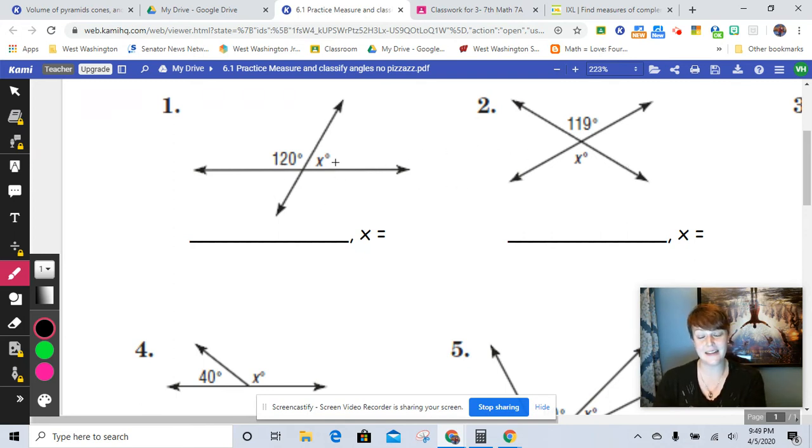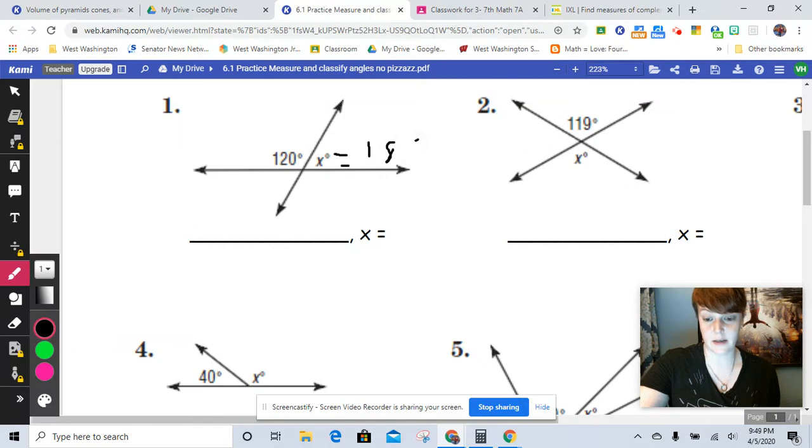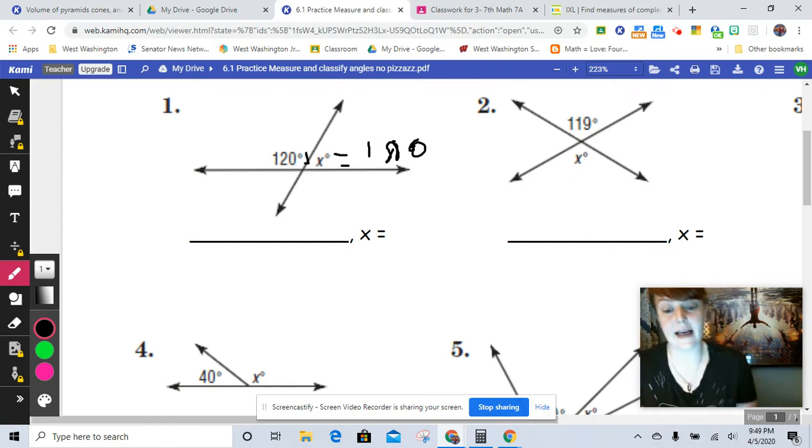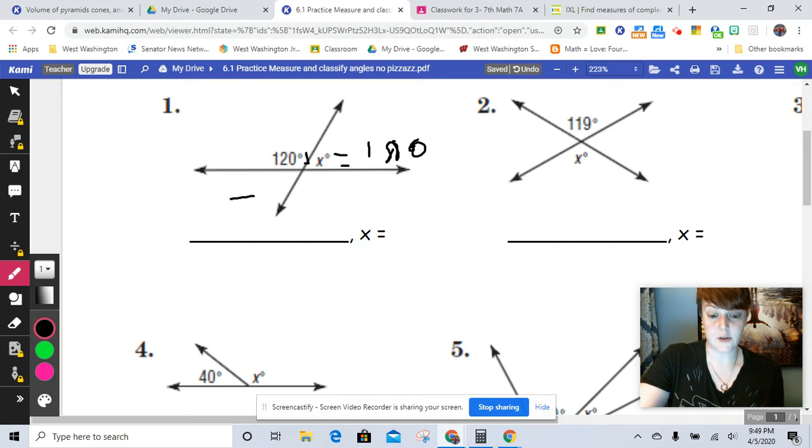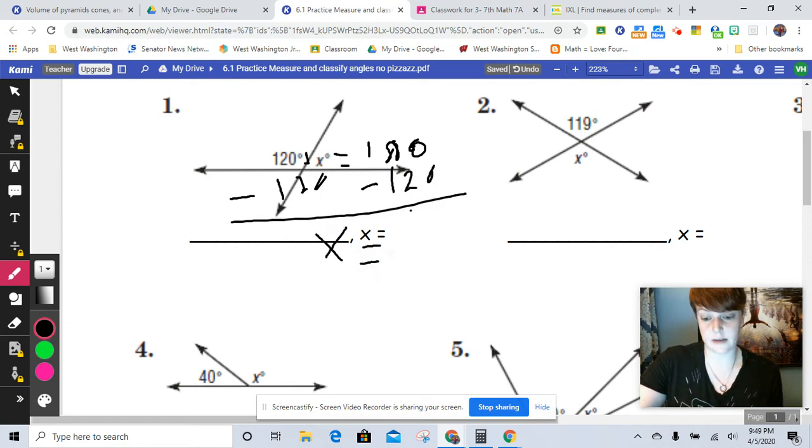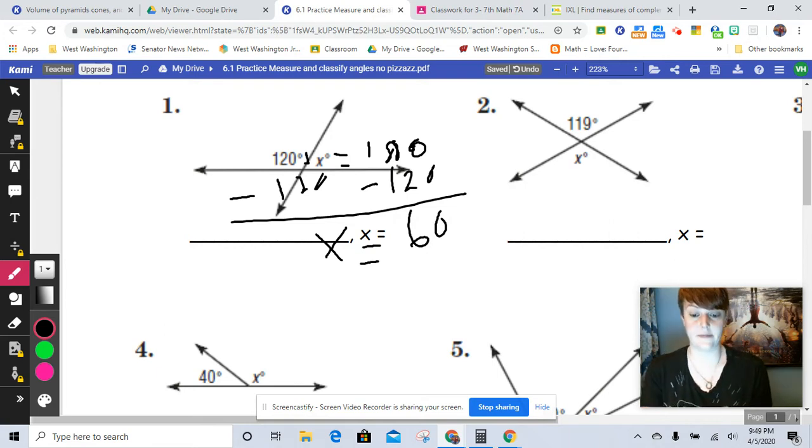But a supplementary angle, again, they'll add up to be 180 degrees. And so here we've got 120 plus x equals 180. And that pen is not working for me. So there we go. If you add those two up, then they will add up to be 180. And so we can subtract 120 from both sides, and we will get x equals 60 degrees. All right, so sorry for this absolutely horrible handwriting.